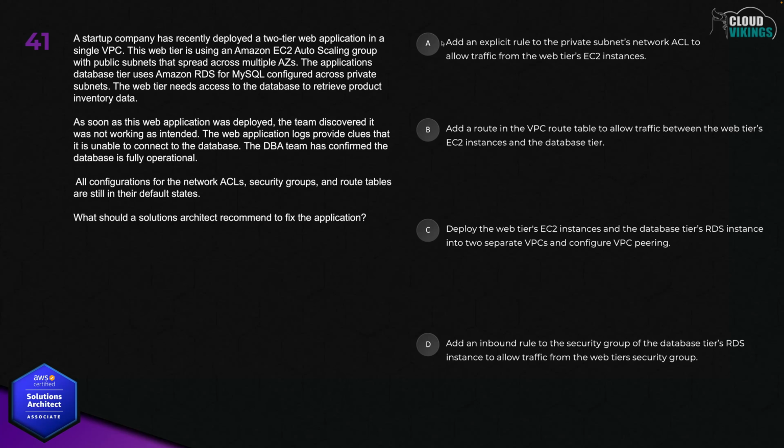A. Add an explicit rule to the private subnet's network ACL to allow traffic from the web tier's EC2 instances. B. Add a route in the VPC route table to allow all traffic between the web tier's EC2 instances and the database tier. C. Deploy the web tier's EC2 instances and the database tier's RDS instance into two separate VPCs and configure VPC peering. D. Add an inbound rule to the security group of the database tier's RDS instance to allow traffic from the web tier's security group.